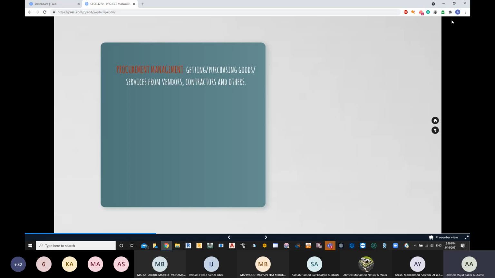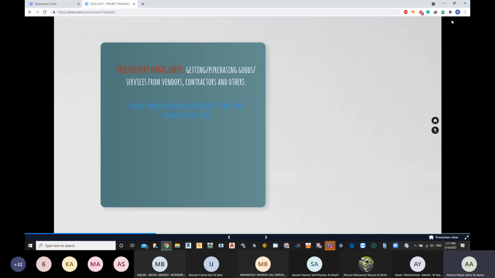Let us see here. It says it is about getting, purchasing goods, services from vendors, contractors, and others. Goods means things. Vendors are the suppliers. So once again, getting, purchasing goods, which can be an item or a service, from vendors, contractors, and others, different people I can get from.